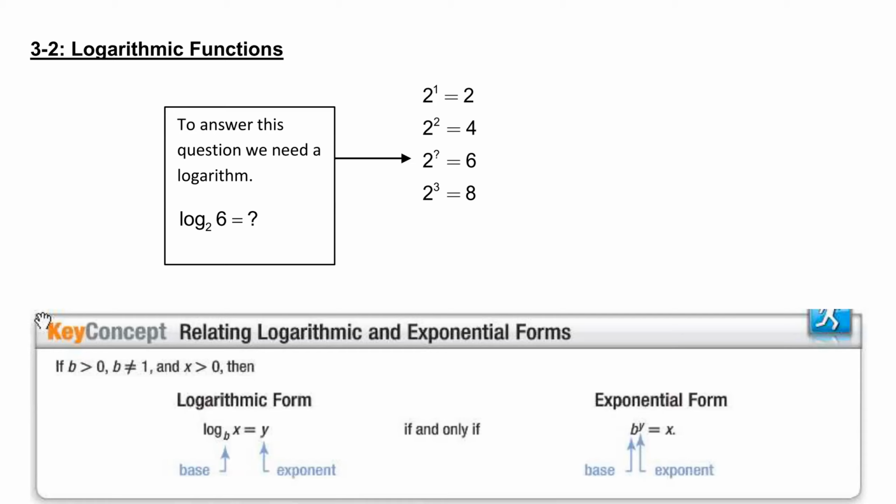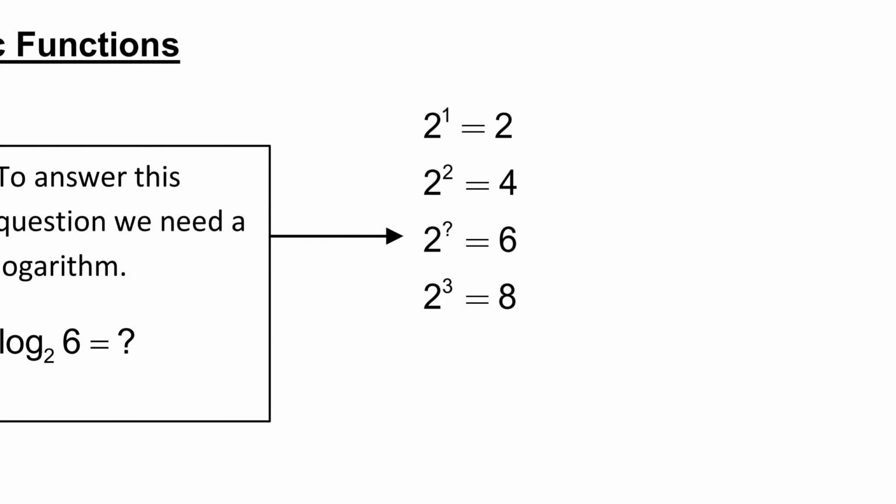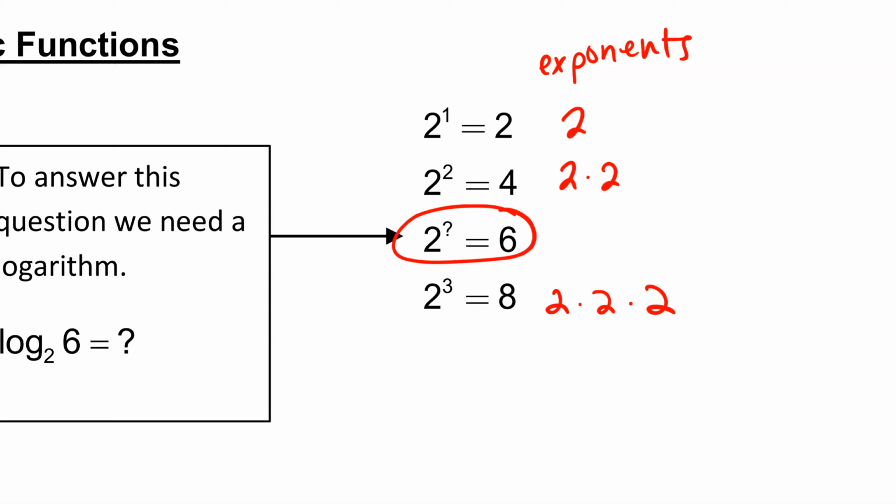All right, so if 2 to the first is 2, and 2 squared is 4, and 2 to the third is 8, here I'm wanting to know 2 to what power is equal to 6. So if we think about it in terms of exponents, 2 to the first power is just 2. 2 squared is just 2 times 2. 2 to the third power is 2 times 2 times 2. So the hard part is this question mark here, it's got to be a number between 2 and 3, right? Because 2 squared is 4 and 2 cubed is 8. So 2 to some power between 2 and 3 will be 6.